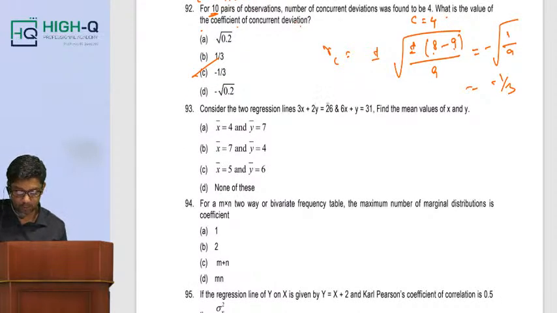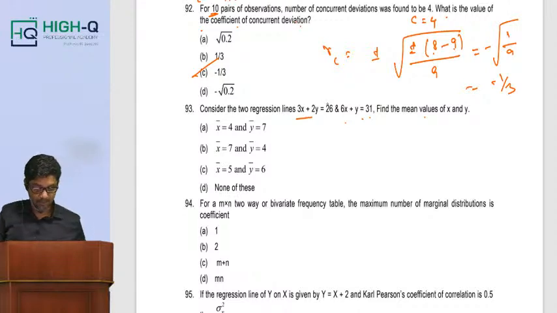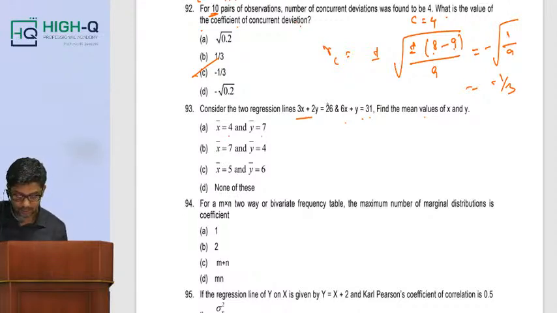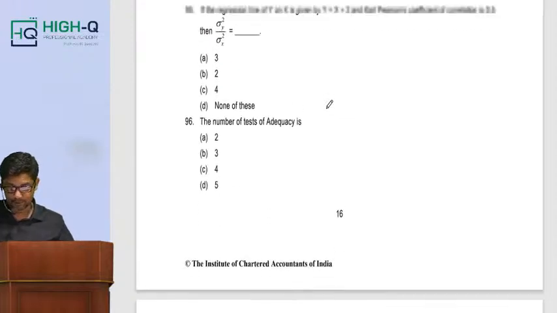Next, consider two regression lines: 3x plus 2y is 26 and 6x plus y equal to 31. Find the mean value of x. My dear, just use the trial and error method. Substitute the values 4 and 7. 3 fours are 12, 2 sevens are 14. Yes, satisfying. 6 fours are 24, 24 plus 7 is 31. Yes, sir. Option A is satisfying, sir. Very good.